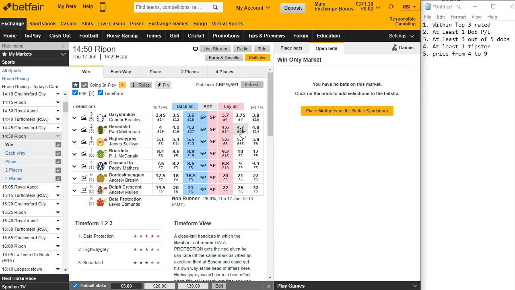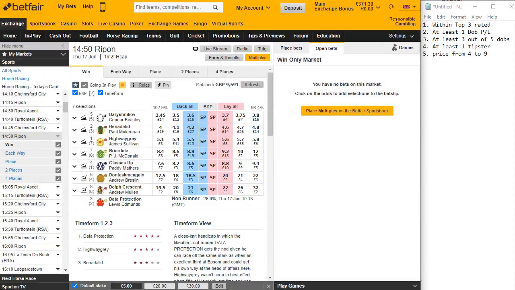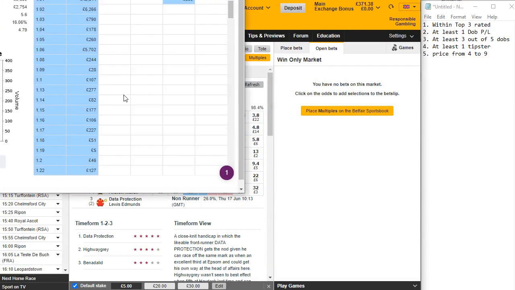So what have we got? I've got to take the name of the horse. Hold it. 1450. Highway Grey and Briardale. Let's have a look. So Briardale is at 8. So both of these will possibly be selections.